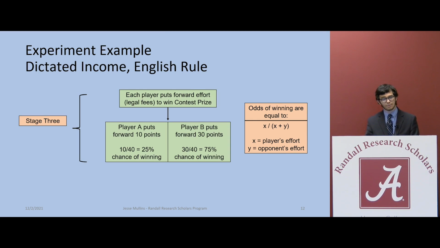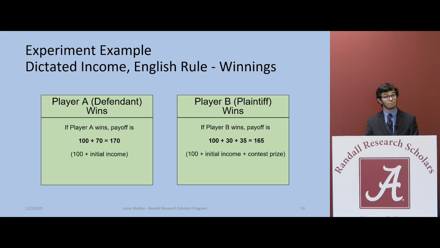The odds of a given player winning are equal to their effort divided by the sum of both players' efforts. So for example, if player A puts forward 10 points and player B puts forward 30, player A would have a 10 over 40 or 25% chance of winning the case. Meanwhile, player B has a 30 over 40 or 75% chance of winning the case. So now let's look at what the actual winnings would be.